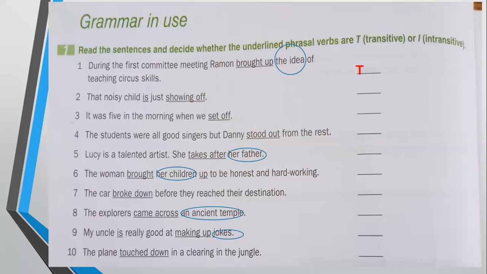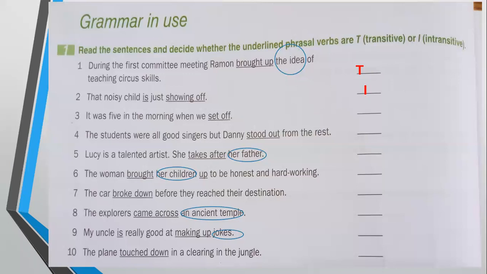The noisy child is just showing off. What do you mean by showing off? بمعنى يستعرض, okay? He just wants to attract your attention. So it is an intransitive phrasal verb because we don't have an object. هل الجملة فيها مفعول به؟ No. الجملة الأولى bring up the idea بمعنى suggested the idea.